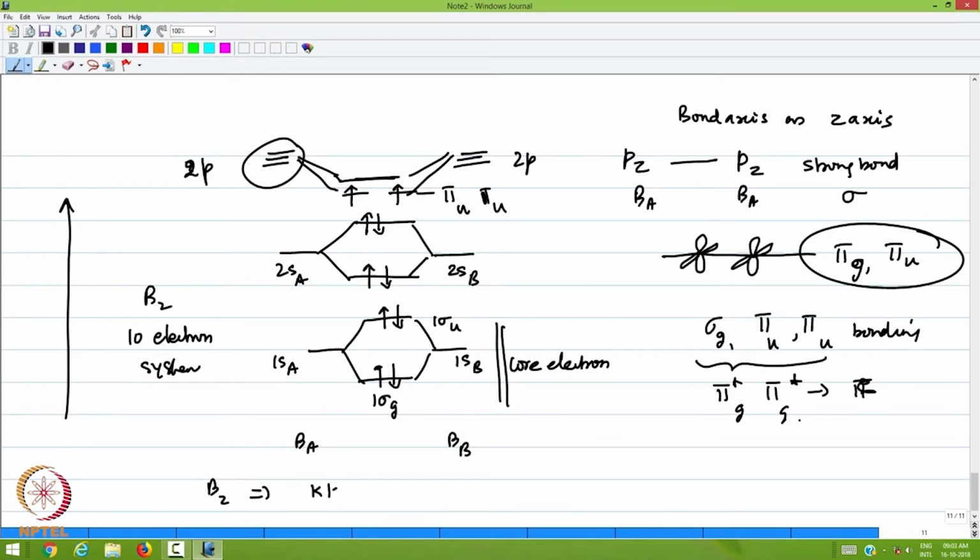So, the electron configuration for boron therefore is K K for the 1s core shell, and then you have 2 sigma g 2, 2 sigma u 2, that is 2 plus 2 is 4, plus 2 is 6, plus 2 is 8, and then you have 1 pi u 2, 10 electrons.